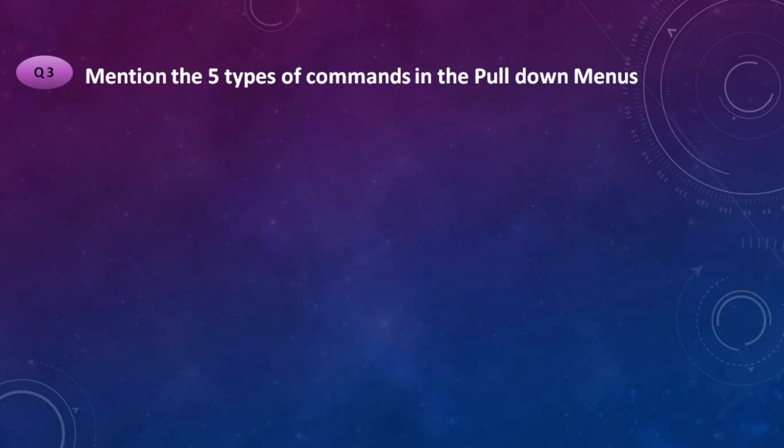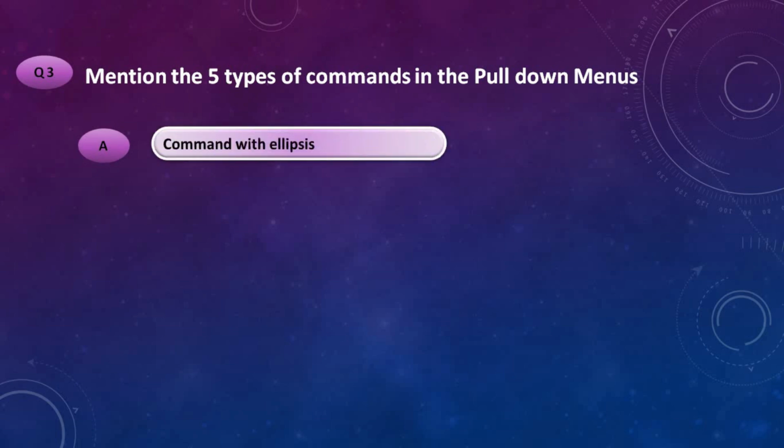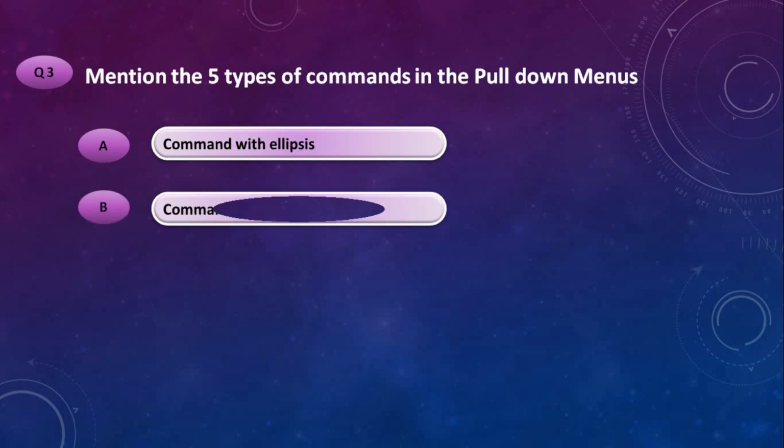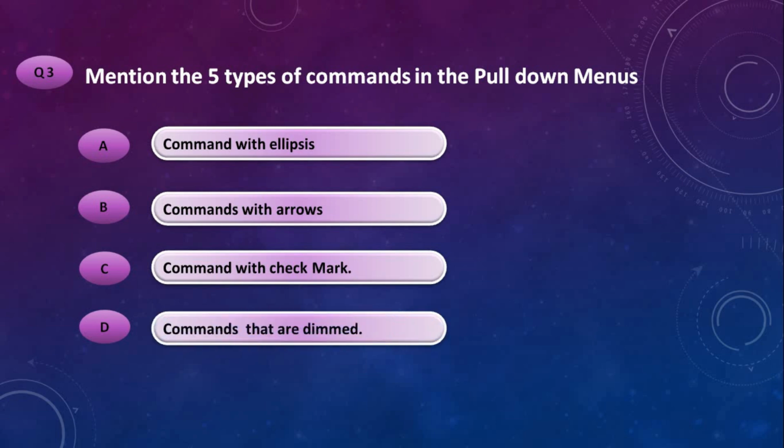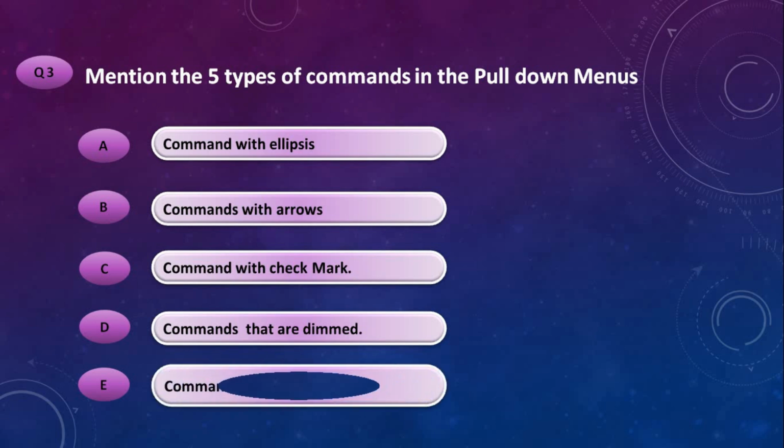Next question, mention the 5 types of commands in the pull down menus. Command with ellipses, commands with arrows, command with check mark, commands that are dimmed, and commands with shortcut keys. So the 5 types of commands in the pull down menus are command with ellipses, command with arrows, command with check mark, commands that are dimmed, commands with shortcut keys.